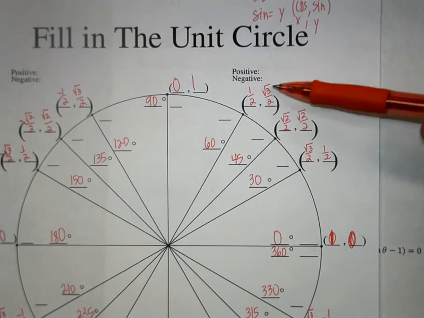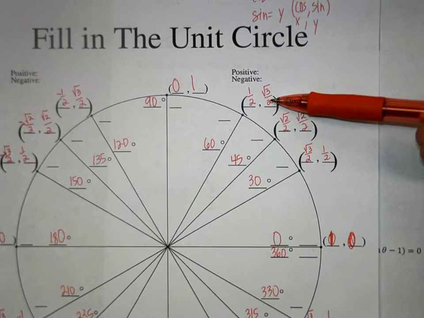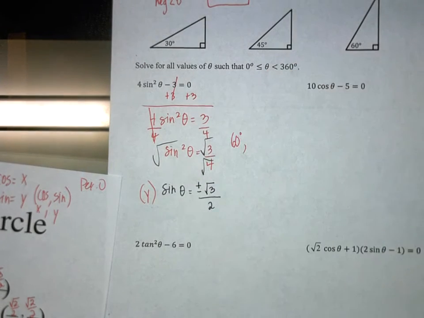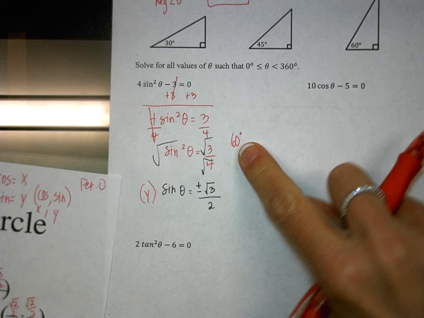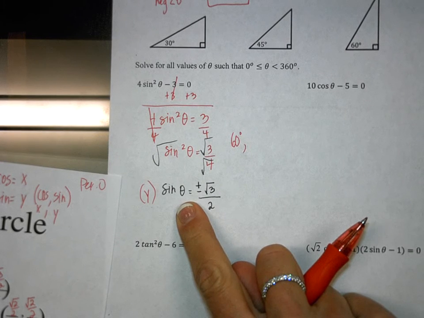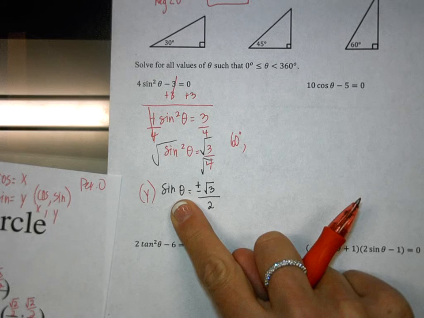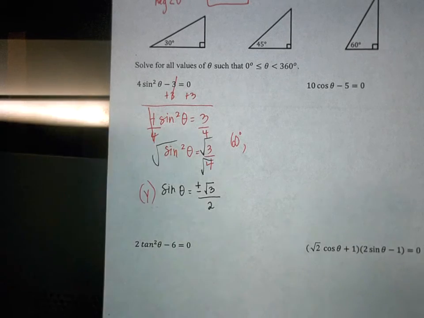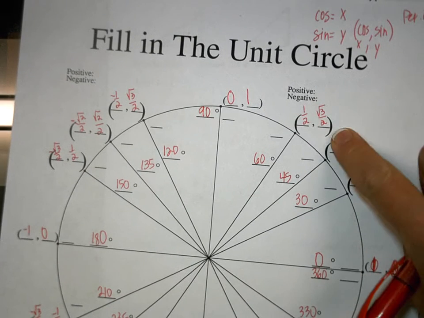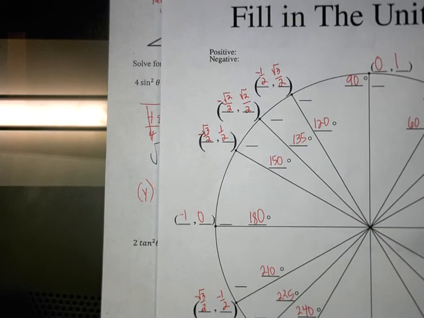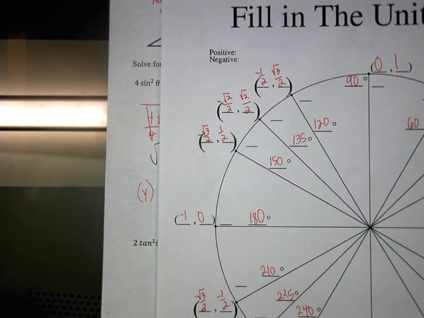60 degrees. Does everybody see that? Here the y value is root 3 over 2. Okay, so that means 60 degrees is one of our answers. We're trying to find what degree this is. Does that make sense? We're finding what theta is. And so theta could be 60 degrees because at 60 degrees, the y is root 3 over 2, and sine is dealing with y. Okay? Over here, which degree is y root 3 over 2? 120.